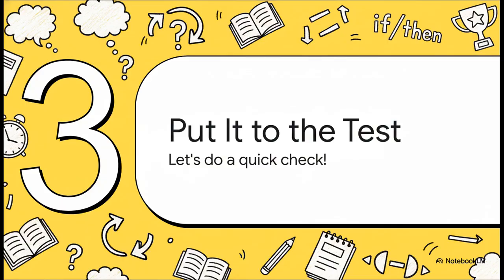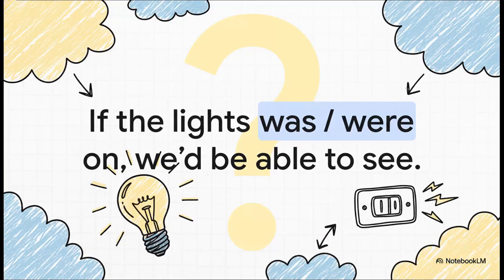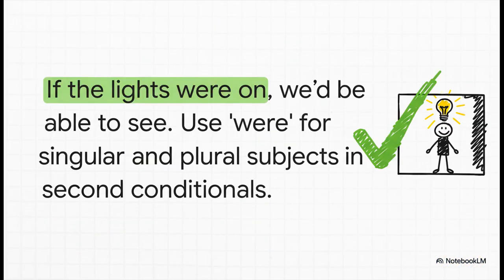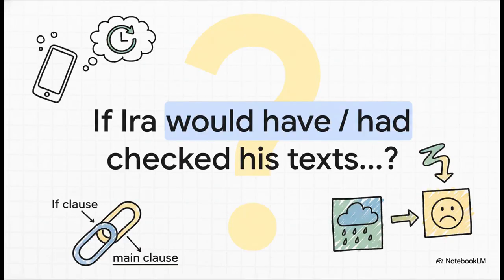Let's do a super quick quiz to see how you're doing. Ready? First one. If the lights was or were on, we'd be able to see. Which one sounds right to you? Take a second. And the answer is were. Yep, for this second conditional, the formal rule is to use were for everything, singular or plural. Awesome work.